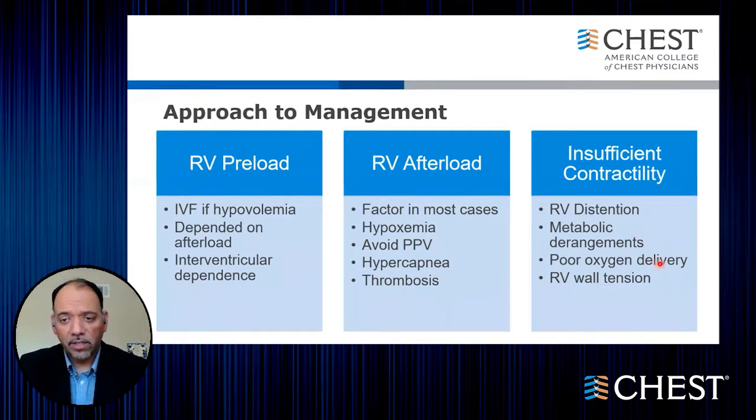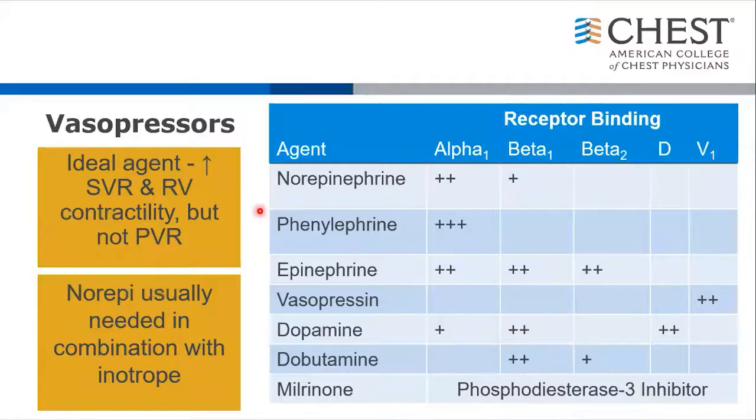Poor oxygen delivery is another thing that would sort of go in the classification of an MI of the RCA. So that's something to be concerned about. And then the wall tension will also dictate the contractility. If the RV wall is stretched very thin, then the myocytes, the cardiomyocytes are not working very well and contractility will be affected.